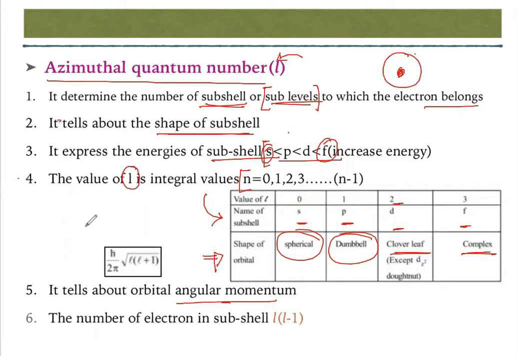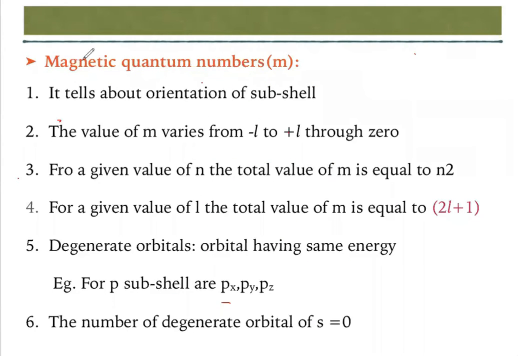As I already told you, any particle is revolving. That means it must have some momentum. So the orbital angular momentum is given by h upon 2 pi root over L into L plus 1. If you know the value of L, just put the value of L, you will get the answer. What is the orbital angular momentum? The number of electrons in the subshell is given by L into L minus 1. You remember the formula. So next quantum number is magnetic quantum number.